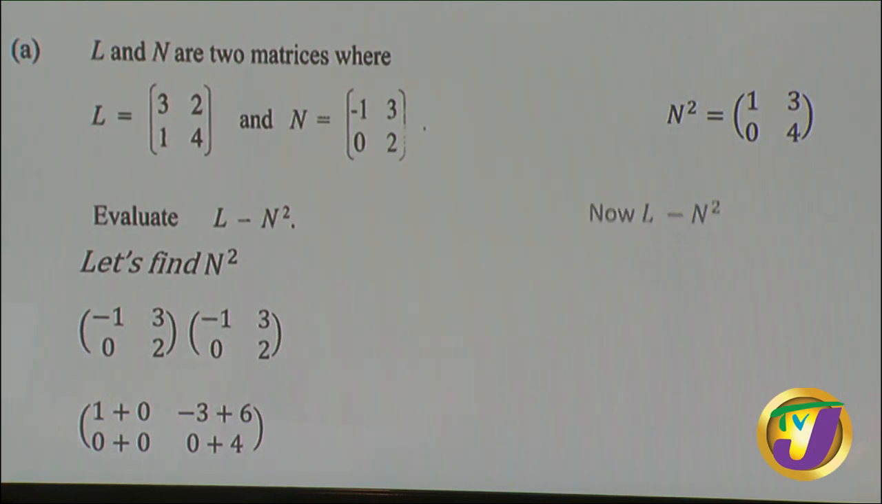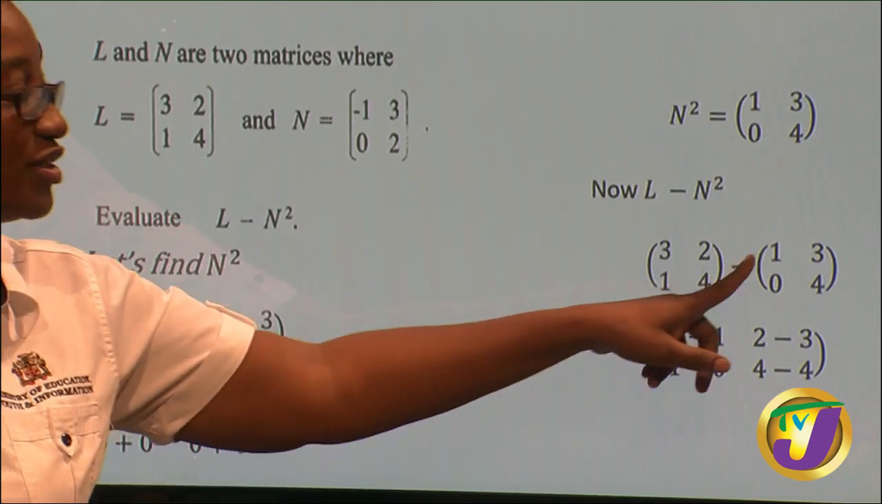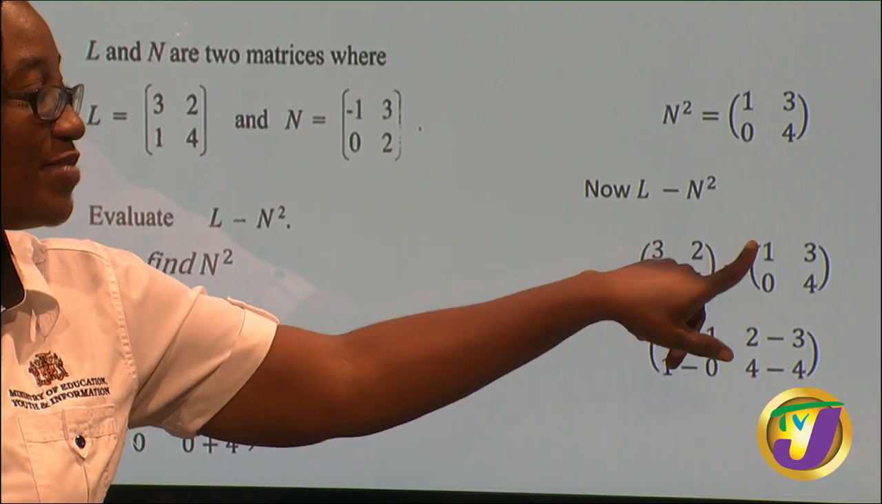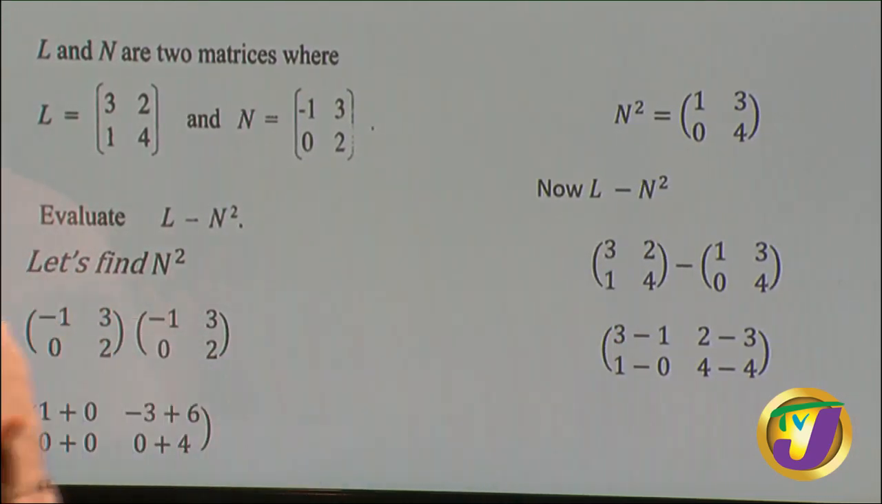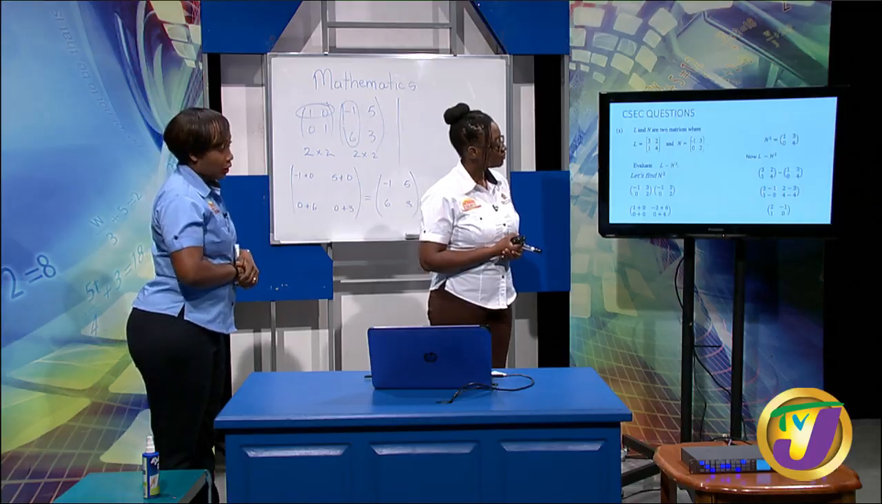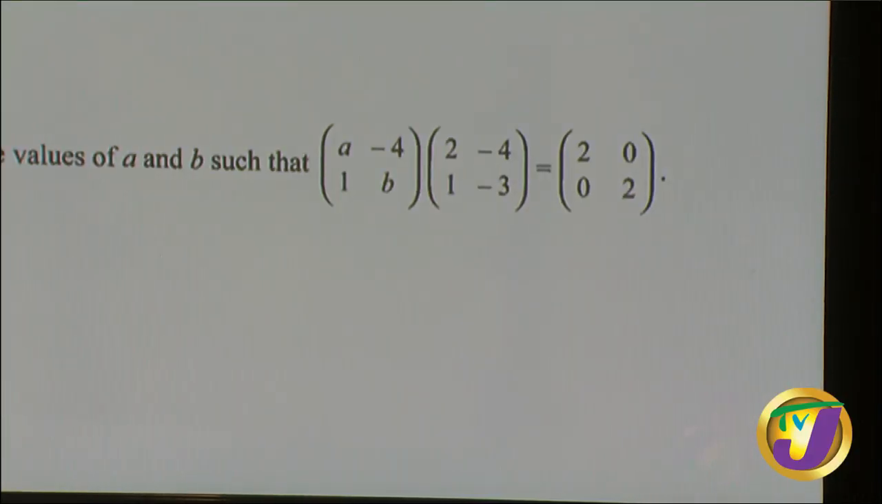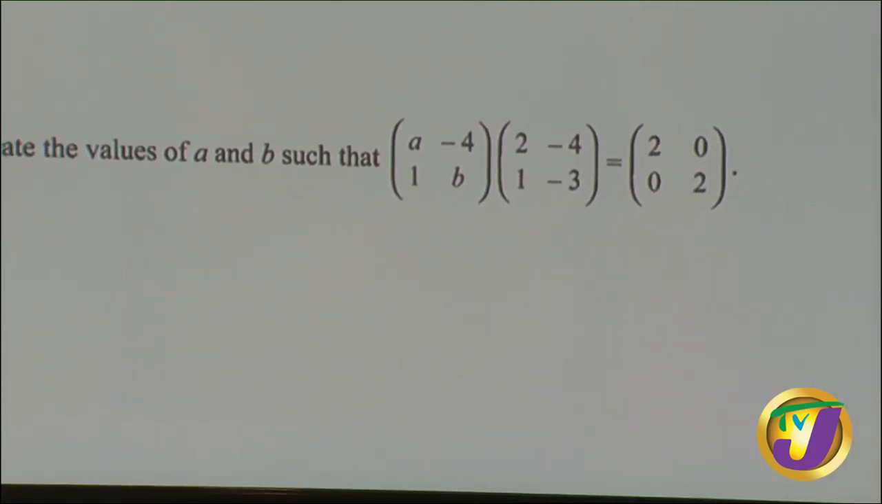But we're not finished because they asked us to subtract that value from L. We would have learned subtraction a few lessons before. So we're basically doing our regular thing. Just take our elements that are in the same positions and subtract them. We would have done this in previous lessons. Let's see what our result is. 2, -1, 1, 0.